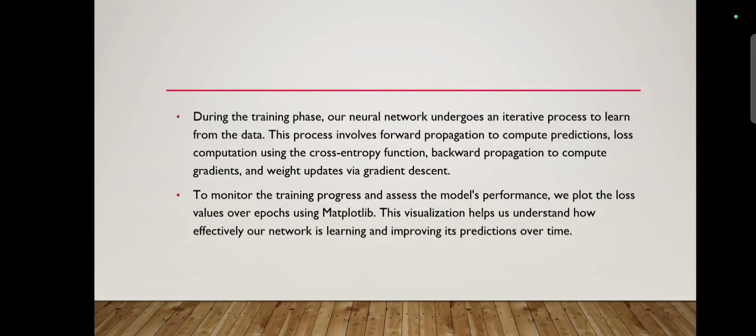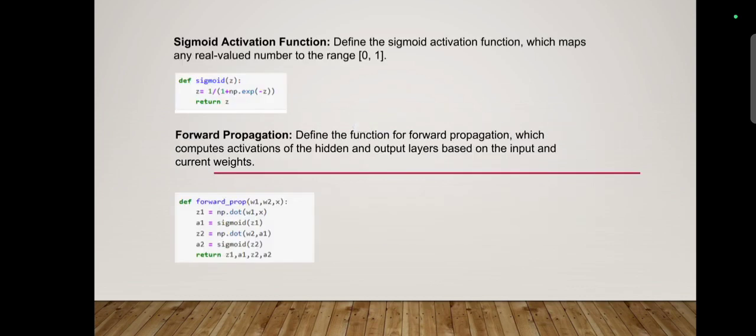During the training phase, our neural network undergoes an iterative process to learn from the data. This process involves forward propagation to compute predictions, loss computation using the cross entropy function, backward propagation to compute gradients, and weight updates via gradient descent. To monitor the training process and assess the model performance, we plot the loss values in Matplotlib. Visualization helps us understand how effectively our network is learning and improving its predictions over time.